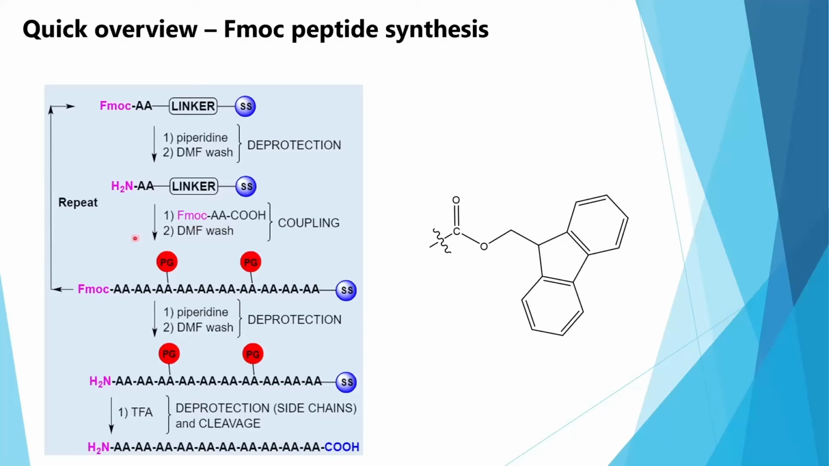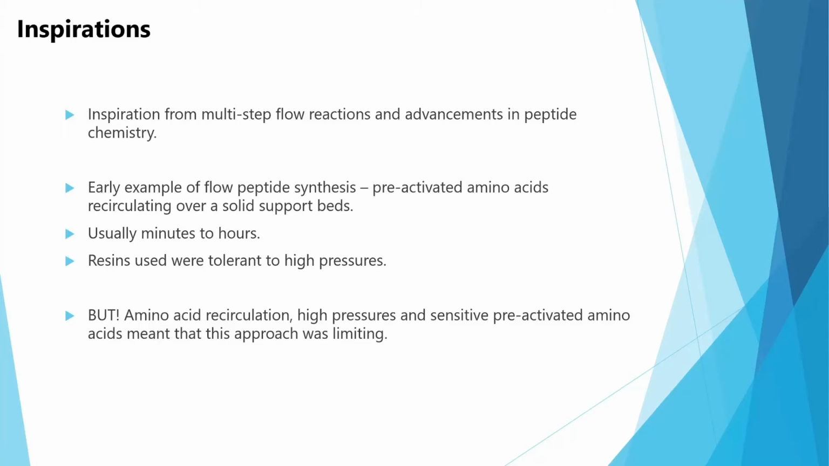FMOC SPPS is basically when we protect the N-terminal amino acid seen here so it doesn't react, and we react it with this fella. General procedure is FMOC deprotection, wash, couple, wash, repeat until we need to cleave from the solid phase. We can also protect the side chains seen here, but most importantly it's the FMOC protection we want to look at. The idea for this paper is based on previous multi-step reactions and current peptide synthesis advancements.